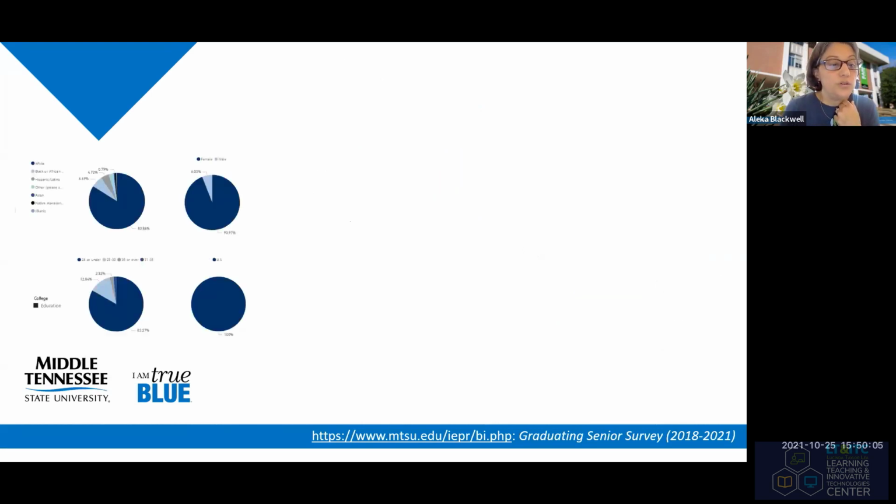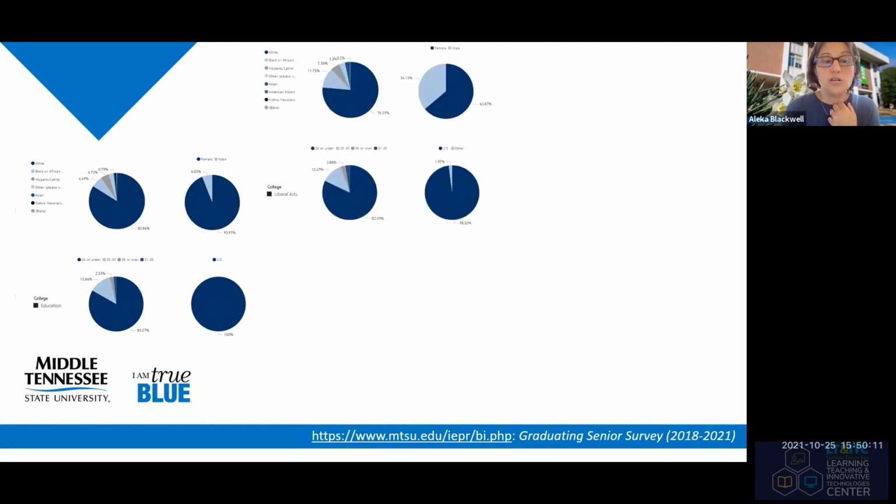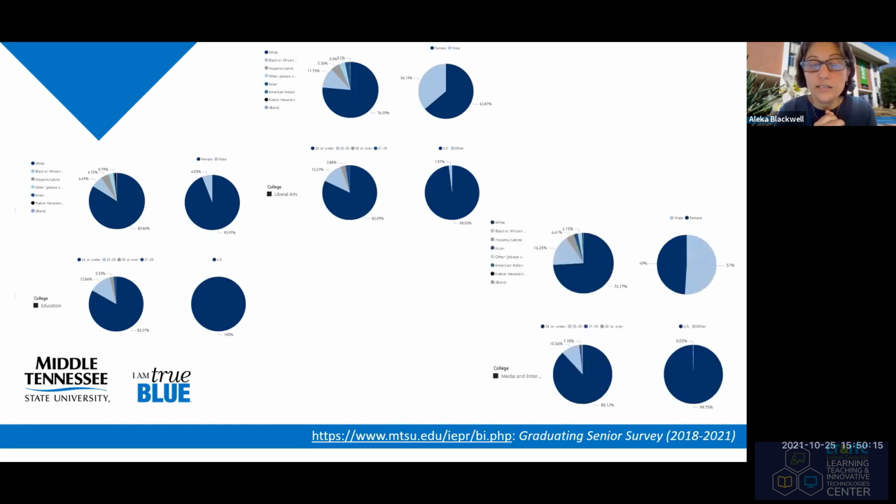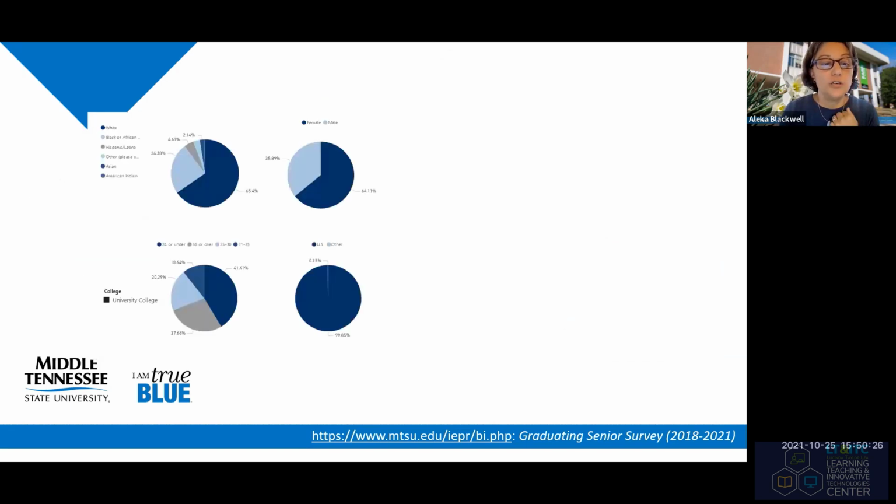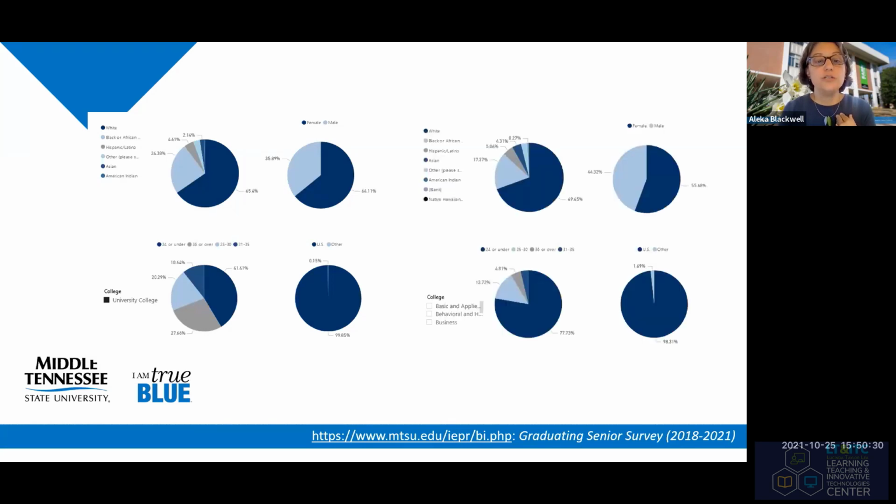Then here I have education, where you can see that again, the number of female students is much larger for the College of Education. Liberal arts is what this one reflects. And then this last one is media and entertainment. That's the only college where the male-female ratio is pretty much even. And I also have University College. There's where you see the larger variety, as we expect, of age difference among the students.